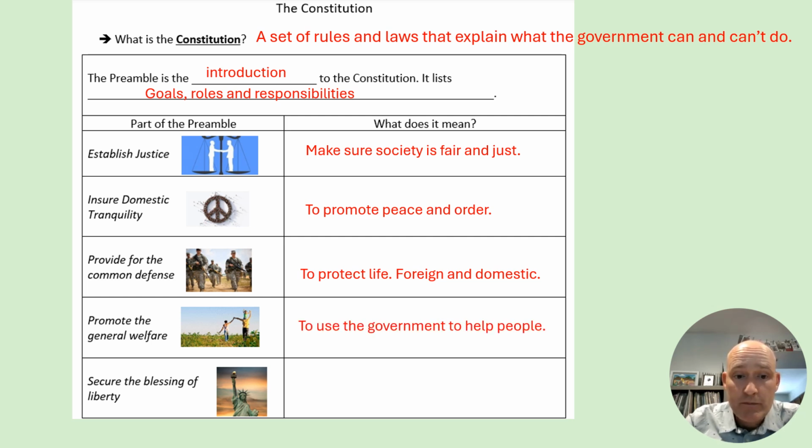To promote general welfare. So to make sure that the government is helping people and the economy and all sorts of things that make our life better. Secure the blessing of liberty. That's to protect the rights of its citizens. So the government is always going to make sure these rights are protected.